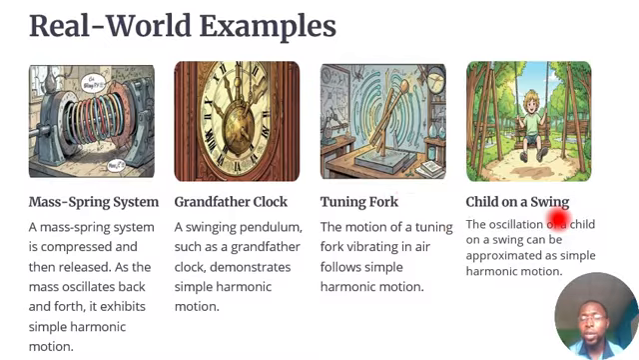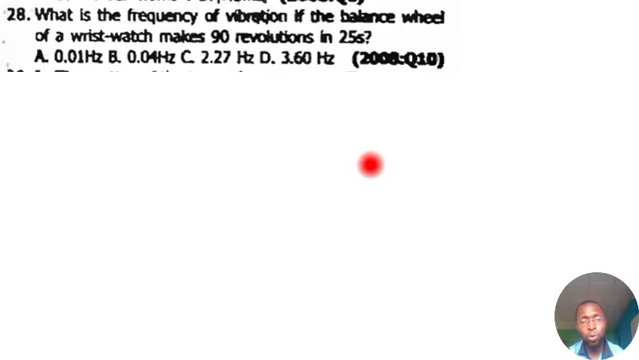Then lastly, a child on a swing. That child, as it goes forward and backward, is exhibiting simple harmonic motion as well. Okay, so these are the major four examples that are applicable in our real world. Now let us see one or two questions on this topic.